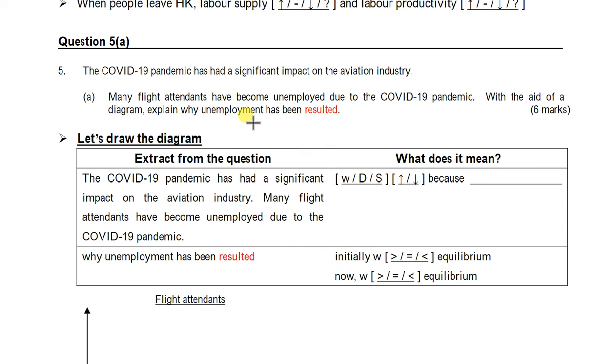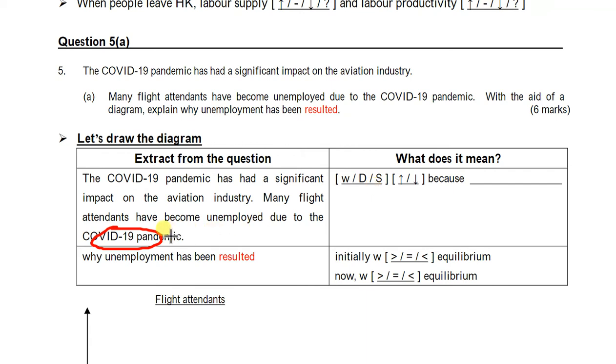For the demand and supply diagram, I have reminded you many times that you have to read the question carefully. Just like in this question, in the first sentence, the most important point is the COVID-19 pandemic. That is, you have to think about whether the wage rate, demand, or supply changes.